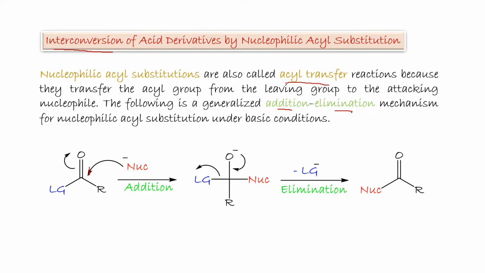So the reaction starts by addition of the nucleophile to the carbonyl, with breaking of the C double bond O. Then elimination of the leaving group, generating the C double bond O once again, with the nucleophile on the carbon instead of the leaving group in the starting material. Again, this is addition, elimination, and it is called nucleophilic acyl substitution.